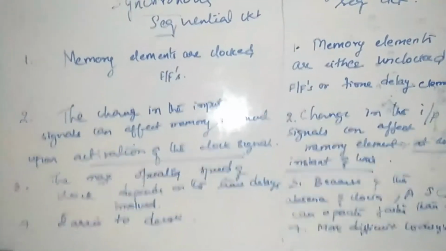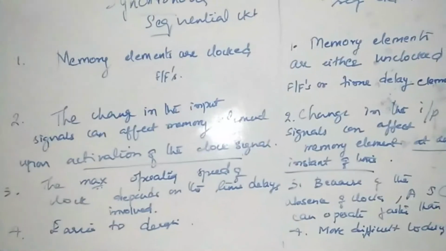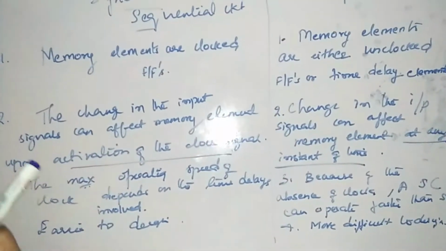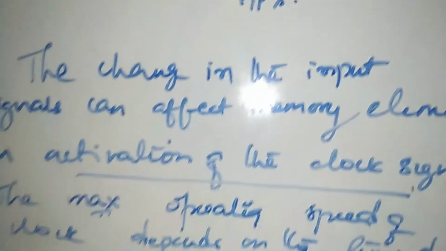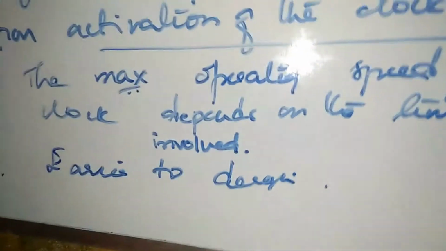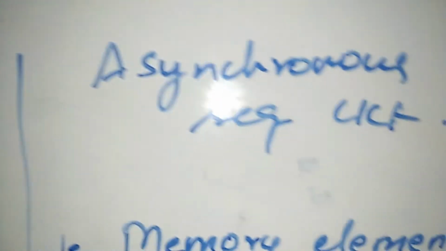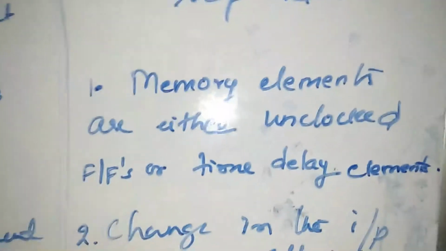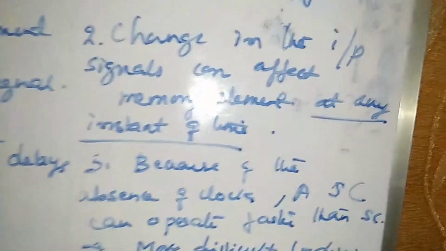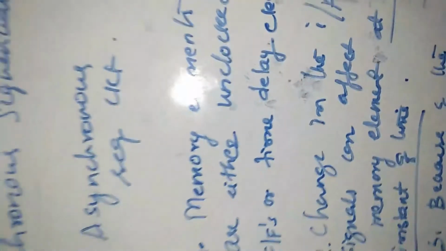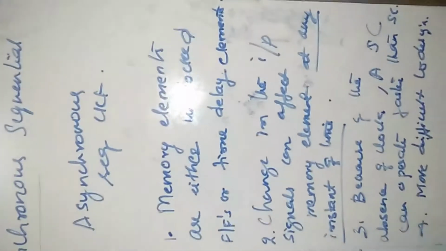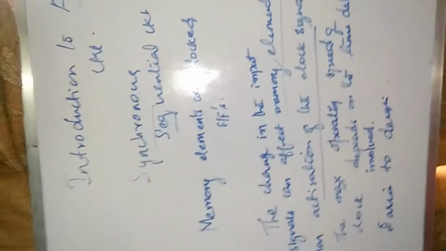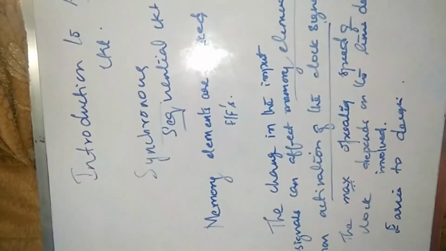So in synchronous, always the memory elements are clocked, whereas in case of the asynchronous, it's either unclocked flip-flops or time delay elements. The other major difference is here the operating speed depends upon the time delay. Here, because of the absence of clock, it is faster when compared to the synchronous sequential circuit, right? And here it is very easy to design and here it's more difficult to design. And the last difference is, the change in the input signals can affect the memory element upon activation of the clock in a synchronous sequential circuit. Here, the change in the input signals can affect the memory element at any instant of time.